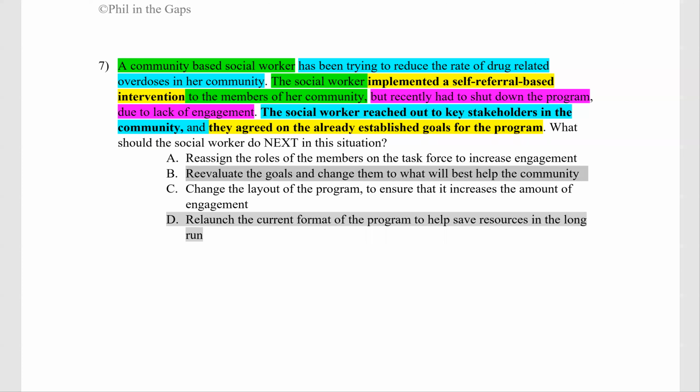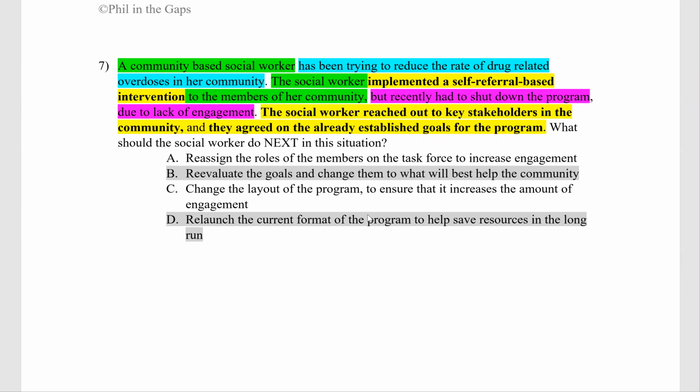We're also going to rule out B. Why? Because the community said, please keep doing this goal, and we're not going to override the community. The community is the main determinant of what our goals should be, because we have to make sure we're satisfying the community because they're the main client within the situation. So we're not going to reevaluate the goals and change what we feel would best help the community, because the community needs to decide that. And they said, yes, please continue trying to reduce the rates of drug-related overdoses.